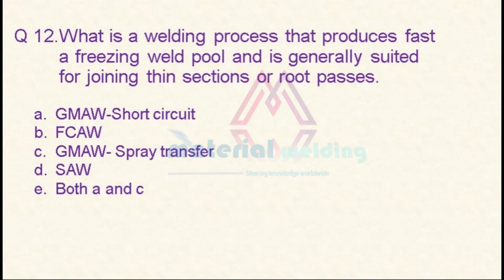Question 12. What is a welding process that produces a fast freezing weld pool and is generally suited for joining thin sections or root passes? A. GMAW short circuit. B. FCAW. C. GMAW spray transfer. D. SAW. E. Both A and C.